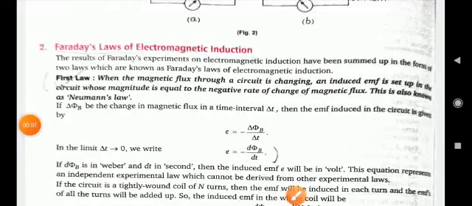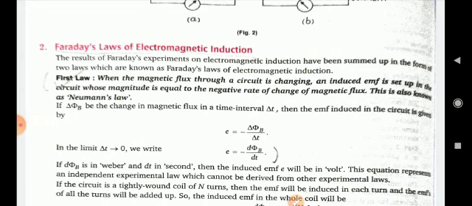Good morning, everyone. Welcome again to this physics class on electromagnetic induction. It is the second part of induction, that is, Faraday's law of electromagnetic induction.